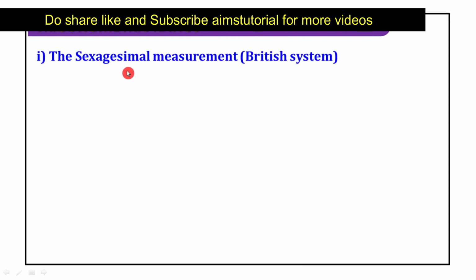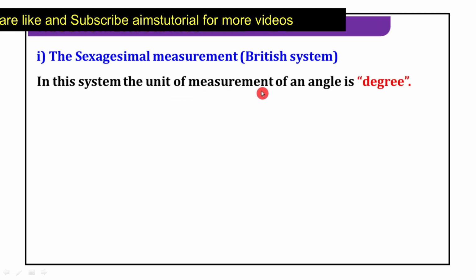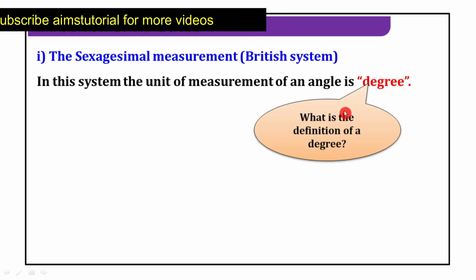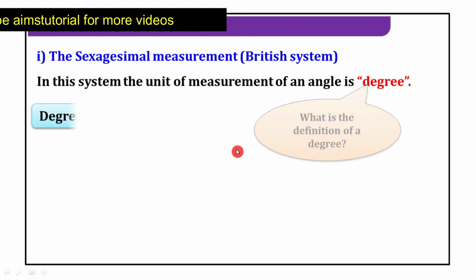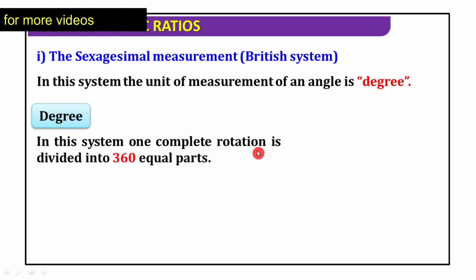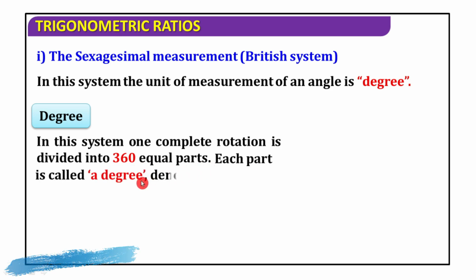The sexagesimal measurement, British system. In this system, the unit of measurement of an angle is degree. What is the definition of a degree? In this system, one complete rotation is divided into 360 equal parts. Each part is called a degree, denoted by 1 degree.